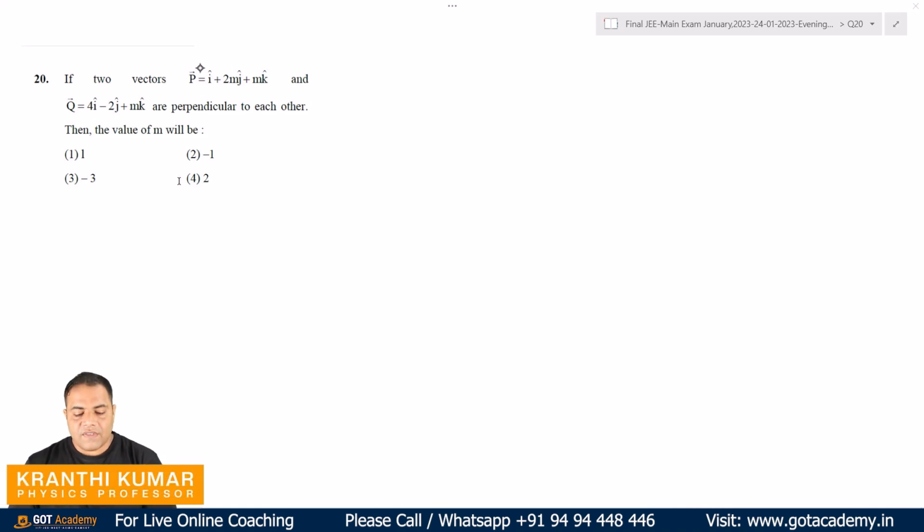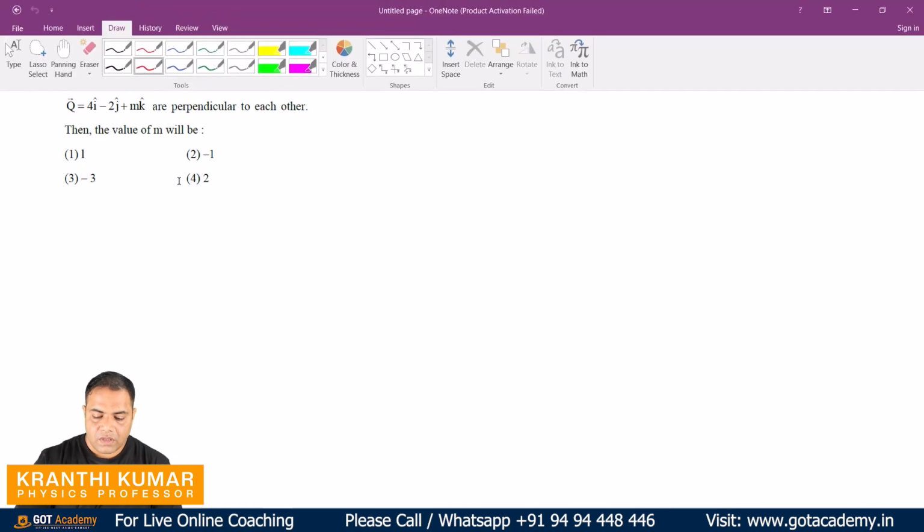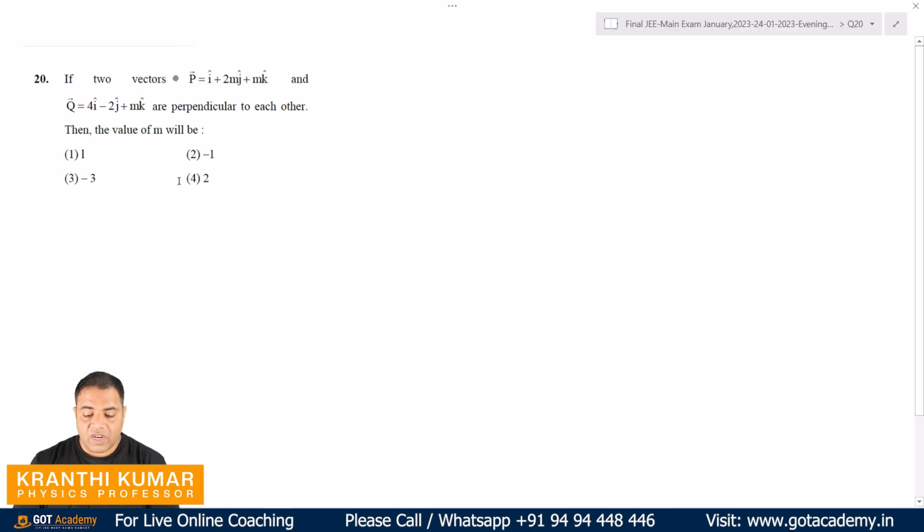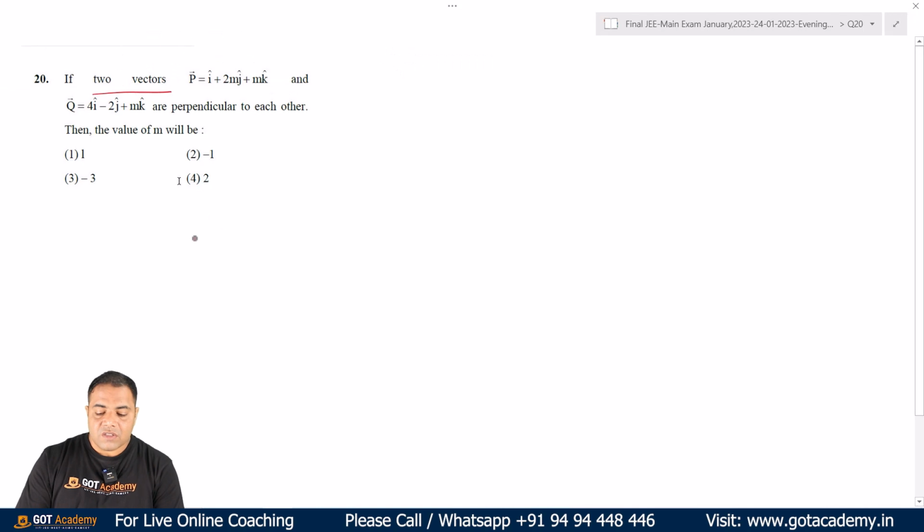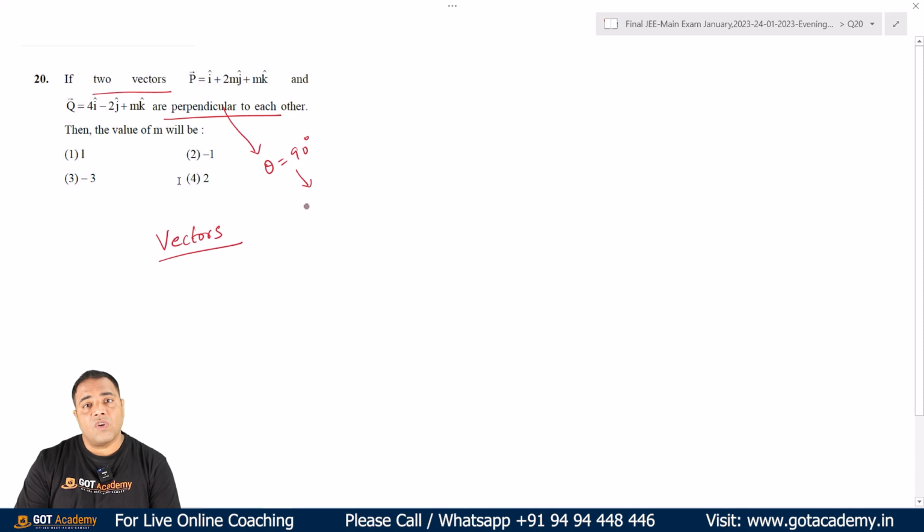So children, now let us start with the next question, that is question number 20. Coming to question number 20, here two vectors are given. No doubt this is from the chapter vectors itself. Whenever they say perpendicular, directly realize that the angle theta is equal to 90 degrees. In such a case, it is better to go for dot product instead of cross product.